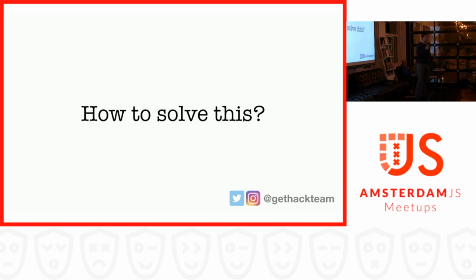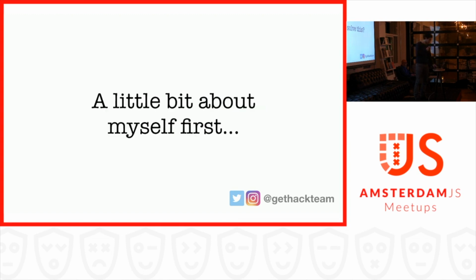So how to solve this? To solve this, one of my approaches is using a data layer. There are typically always more ways to solve this. But let me tell you a little bit about myself first, to give you some context.